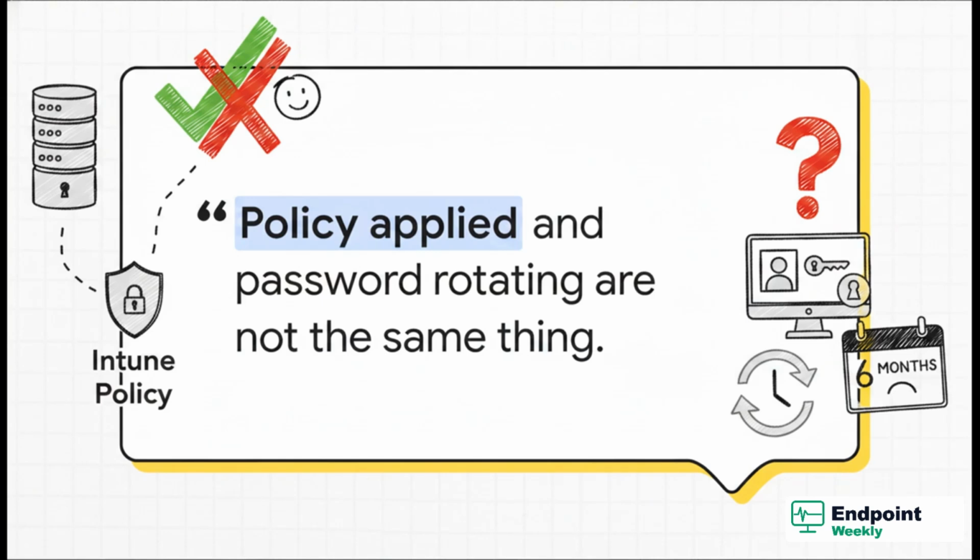Policy applied and password rotating are absolutely not the same thing. That green checkmark, the architectural reality is it just means Intune delivered the policy to the device. It doesn't actually mean the password changed on the local administrator account. So you might have a perfectly green dashboard, but a local admin password that hasn't changed in, say, 6 months.